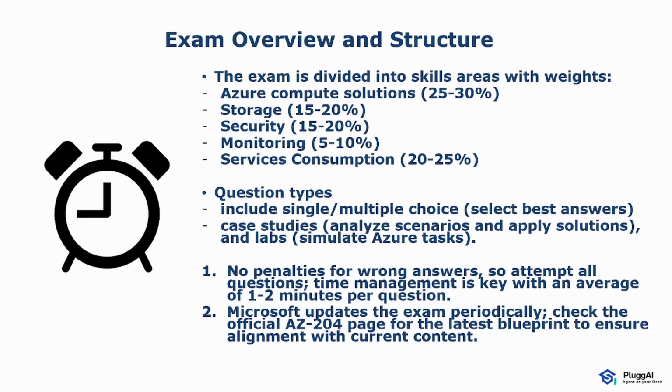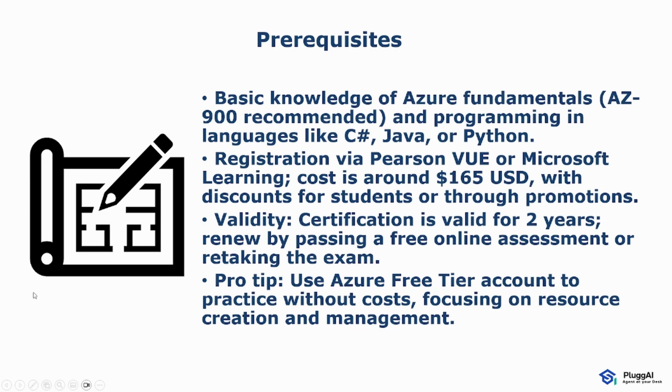Time management. 100 minutes for 40 to 60 questions means about 1.5 to 2 minutes per question. Read carefully. Questions often have distractors that sound right but miss a key detail. Flag tough ones and come back. The exam is proctored online or in person via Pearson VUE. Cost is usually around 165 USD, but check for discounts. It's available in multiple languages, but English updates January 2026.